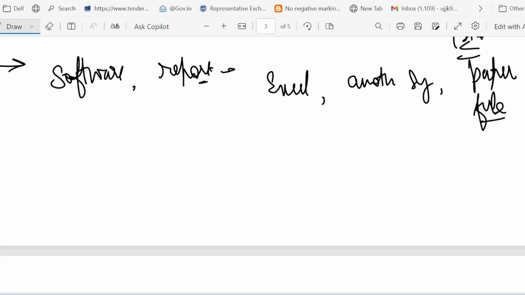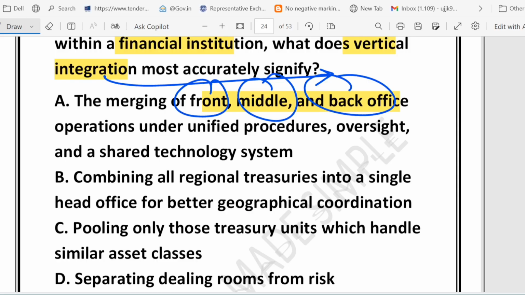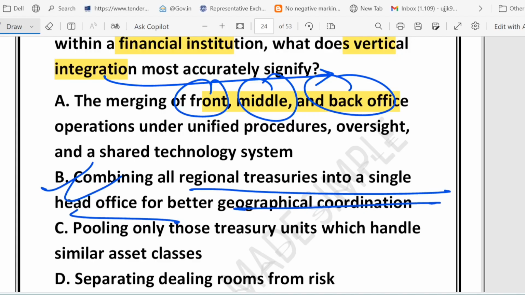So that is the correct one. What is the correct answer to this question? Option B says combining all the regional treasuries into a single head office for better geographical coordination. That sounds good, but it's not vertical integration. This is more like geographical centralization, because it is dealing with location, not with the integration of processes like trading, risk, and settlement. That's why this is not correct.